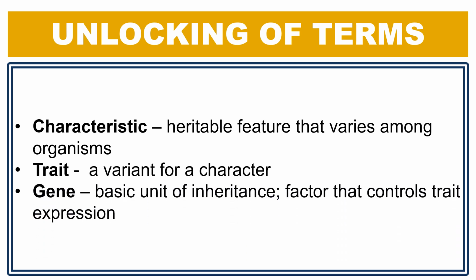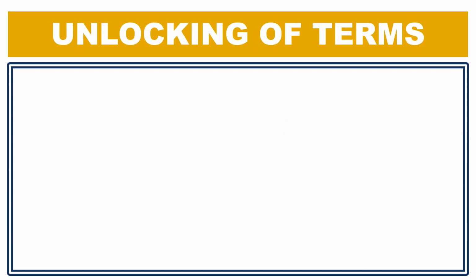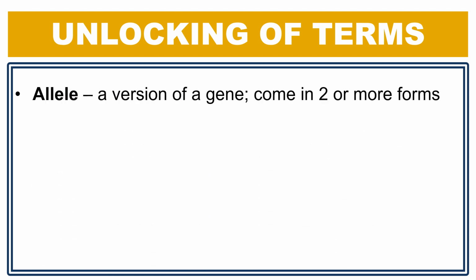Next is gene. Gene is the basic unit of inheritance or the factor that controls expression of traits because it contains the information needed to specify a trait. Next is allele. Allele is a version of a gene and it's usually represented through letters. It comes in two or more forms, just like the blood group, but for us humans, as diploid organisms, we only have two alleles, one from the father and one from the mother.